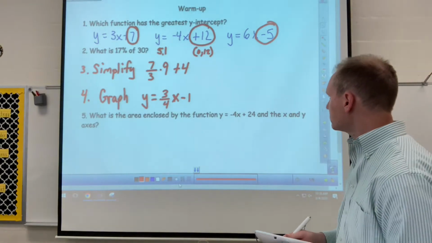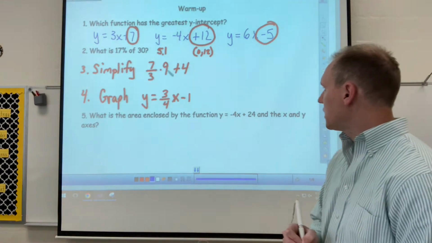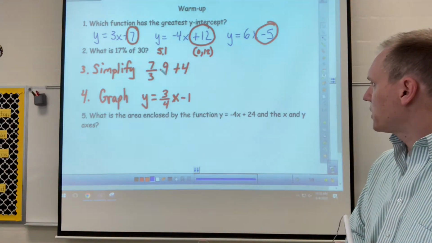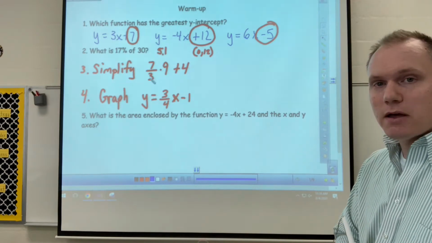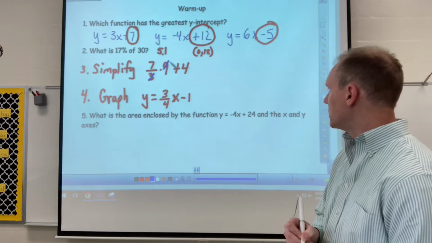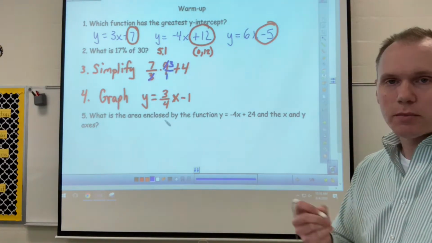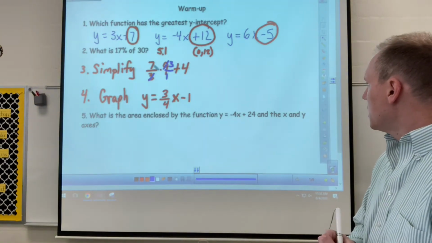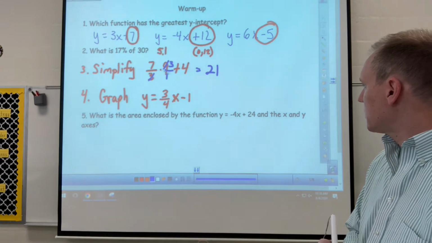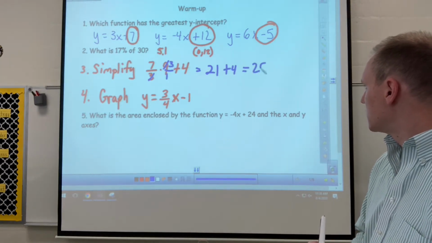All right, number 3. Simplify 7/3 times 9 plus 4. And so let's see, as we talked about before, we can actually divide by 3 first. So 9 divided by 3 is 3, or 3 over 1 if you want to think about it that way. Either way, it's fine. 7 times 3, of course, is 21. So 7/3 times 9 is 21. Plus the 4 is 25.